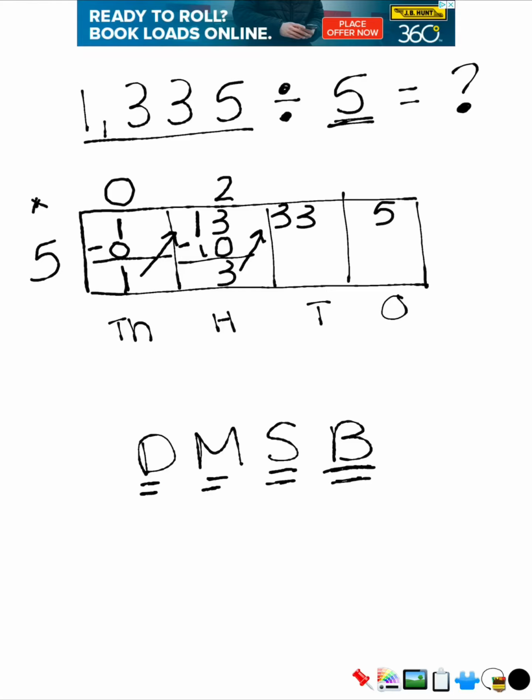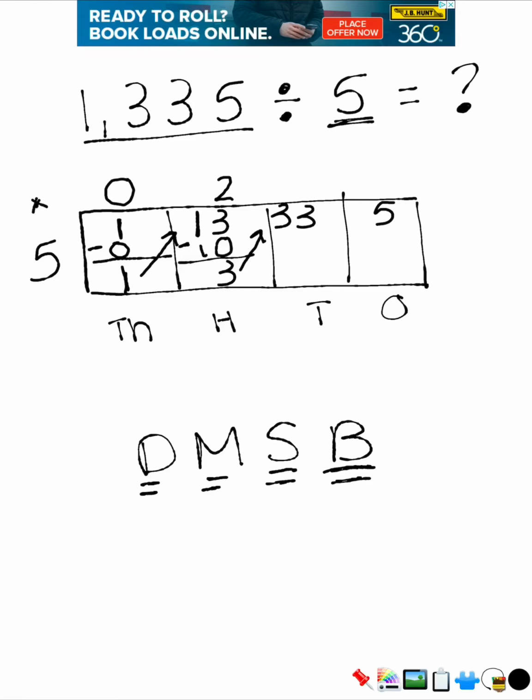I'm going to go a little bit faster now. How many times can 5 fit into 33? Well, if I know my facts, I know 5 times 6 is 30. That's really close to 33. But let's try one more.